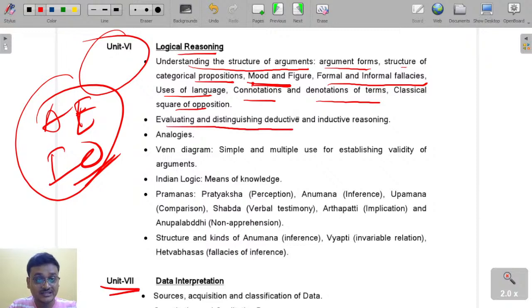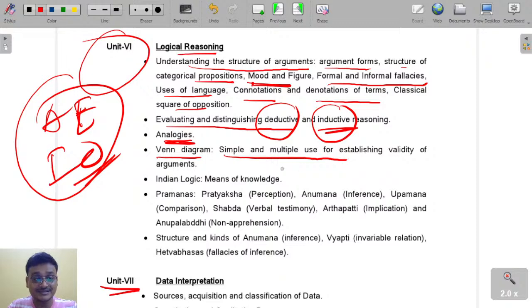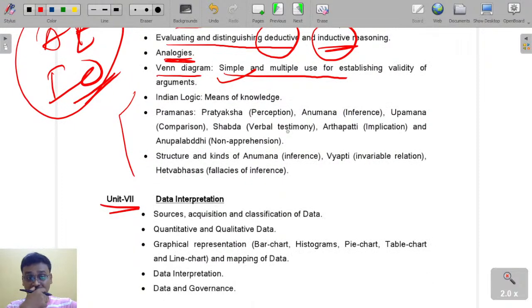Evaluating and distinguishing deductive reasoning: what is deductive reasoning, what is inductive reasoning. Then analogies, how they work, Venn diagrams, simple and multiple use in establishing the validity of arguments. Indian logic includes pramana, anumana, upamana, shabda, arthapatti, that is pramana.